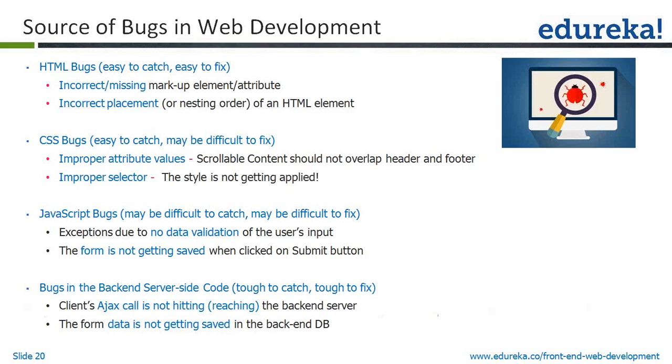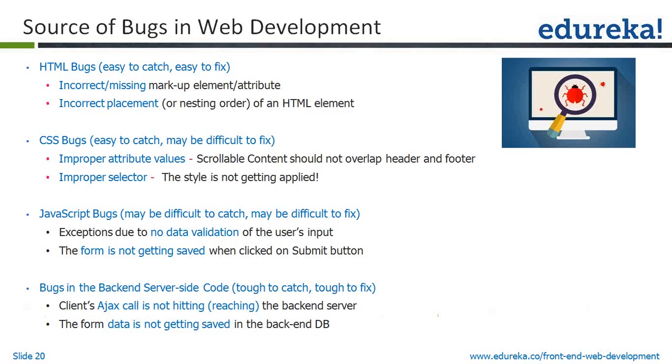So there could be other bugs in CSS as well. These are also easy to catch, but sometimes may be difficult to fix, because you can see visually on the web browser that it is not as you expect. It could be because of incorrect attribute values, or you haven't given the correct selector for the CSS rule. If you don't give a correct selector, then the style will not get applied.